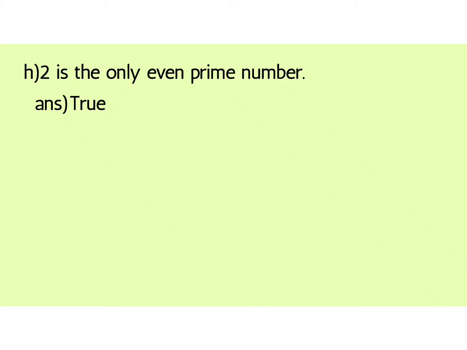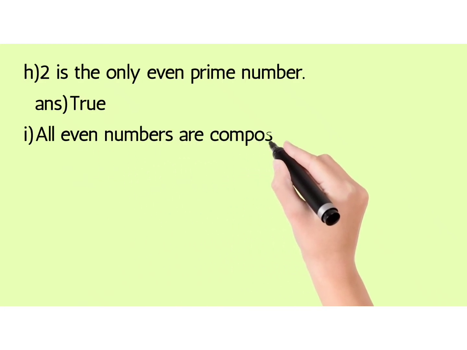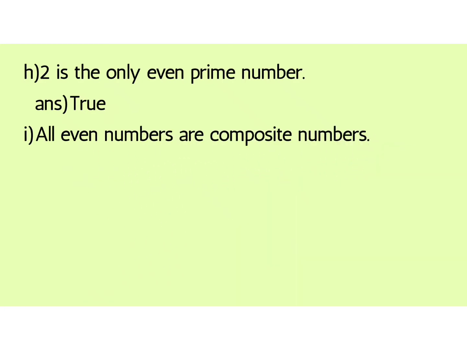Next, I. All even numbers are composite numbers. Children, we know 2 is the only even prime number. So, this statement is false.